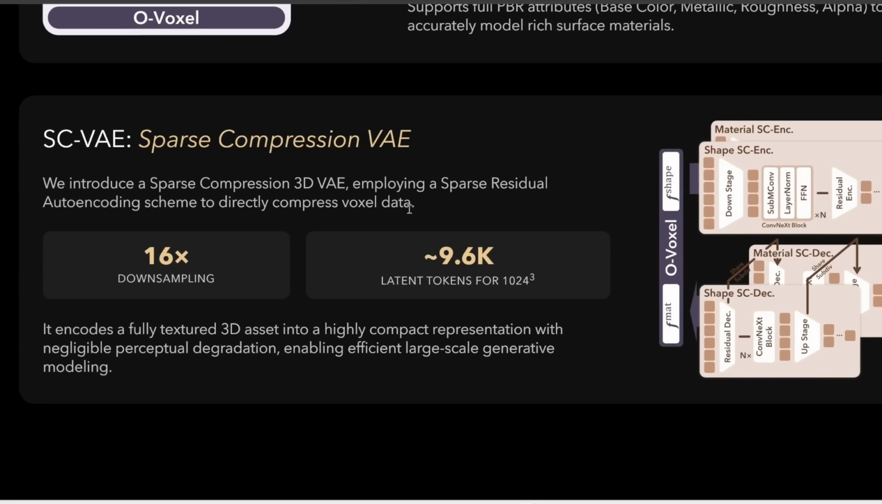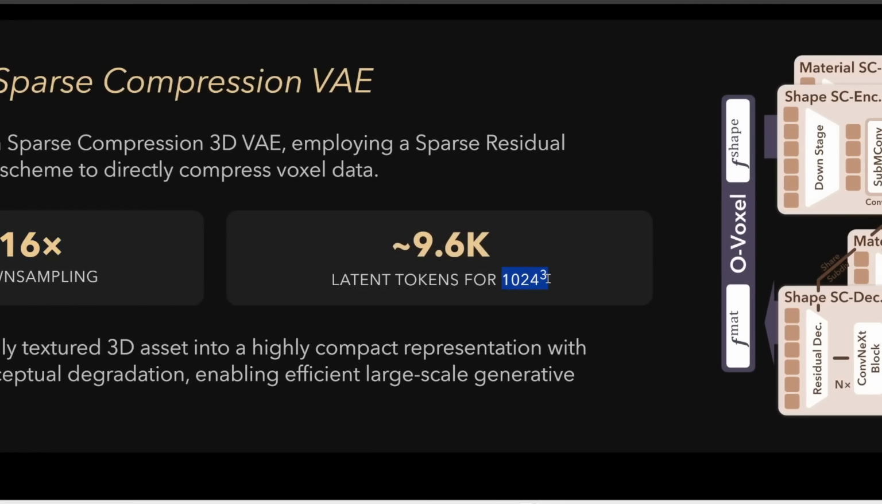Now, 3D model data is huge, so Trellis 2 also compresses this very efficiently using this sparse compression VAE. This basically shrinks the 3D data by like 16 times in each dimension. So a massive like 1024 resolution 3D object can be compressed down to only 9.6K tokens.